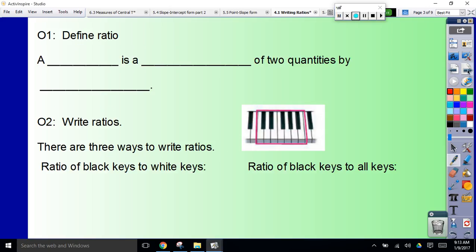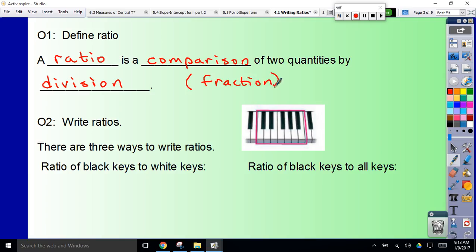Okay, so first the definition. A ratio is a comparison of two quantities by division. So when we write ratios, the most common way that we are going to use ratios is as a fraction. So we're comparing two numbers to each other by division or by writing it as a fraction. So you could actually put in parentheses here, fraction, because fractions mean division. That's how we find out what the decimal equivalent of a fraction is by dividing.